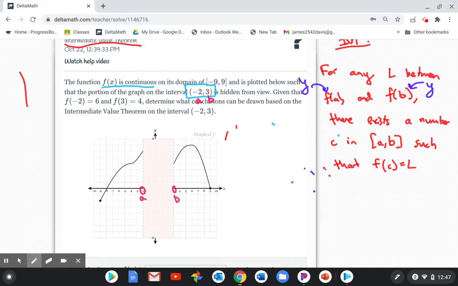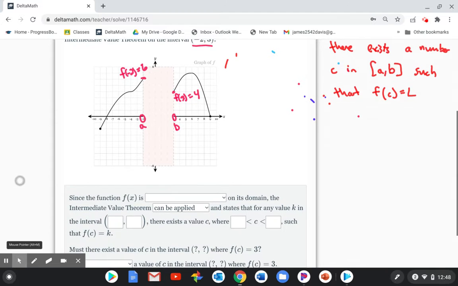Given that f of -2 is 6, this here is f of -2. The Y value there is 6. And f of 3, that's here, equals 4. Determine what conclusions can be drawn based on the intermediate value theorem on the interval -2 to 3. So again, this is the interval we're talking about, -2 to 3. That's our A and our B, and then we have our f of A and our f of B. All right, so we're going to go down here and see what we can do.